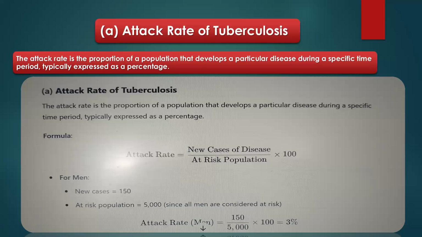So therefore, substituting in the formula, we have 150 over 5,000 times 100. The 100 helps us to have an idea. So by the time you cancel out, you are going to have 3%. And that 3% is the attack rate of tuberculosis among men in that community.